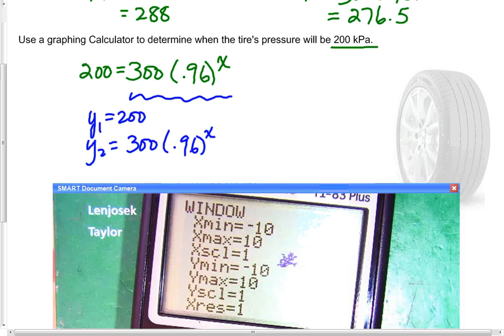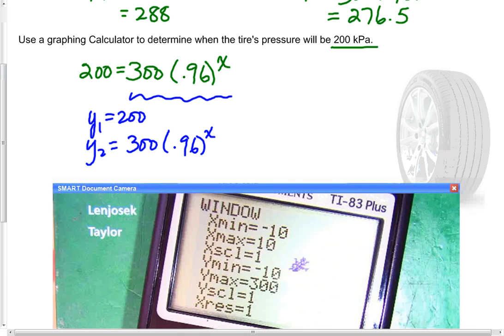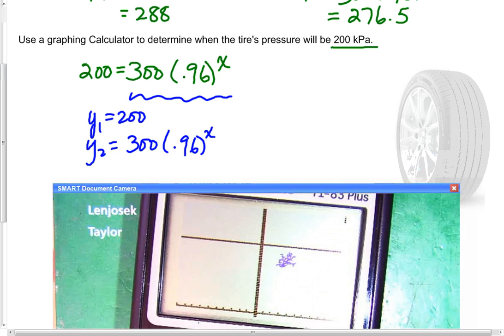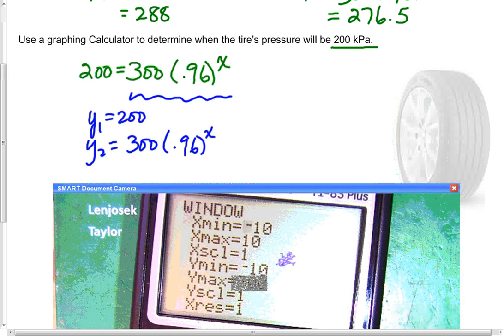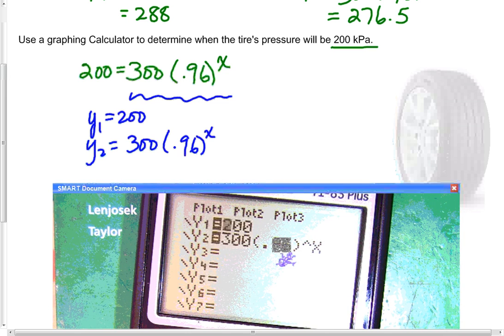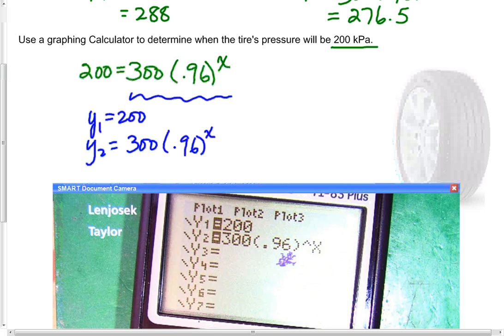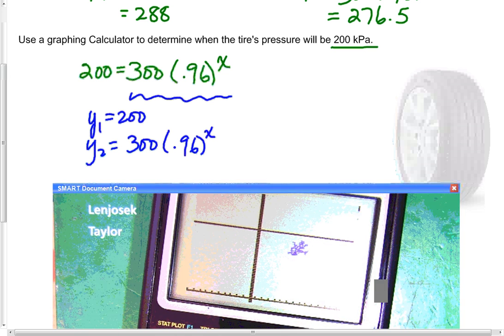I'm going to have to change my y values for certain because that line is well above my regular default. So I'm going to change that to 300. See what happens. There's my line 200. There's my graph for 300 and decaying. I can just barely see it. I need a little bit more x value. I also wonder about that equation. To the power of x. No, it's good. There's the line.